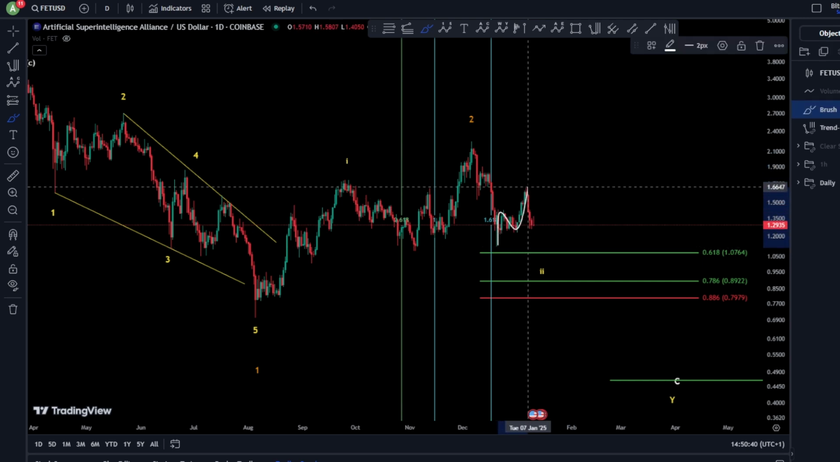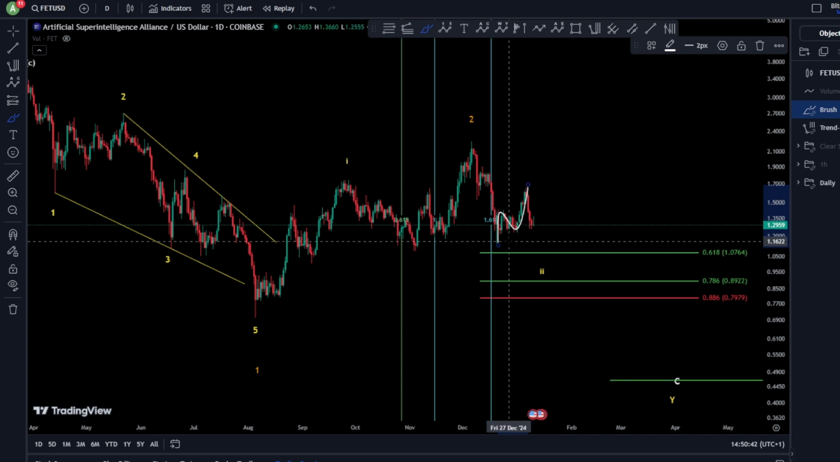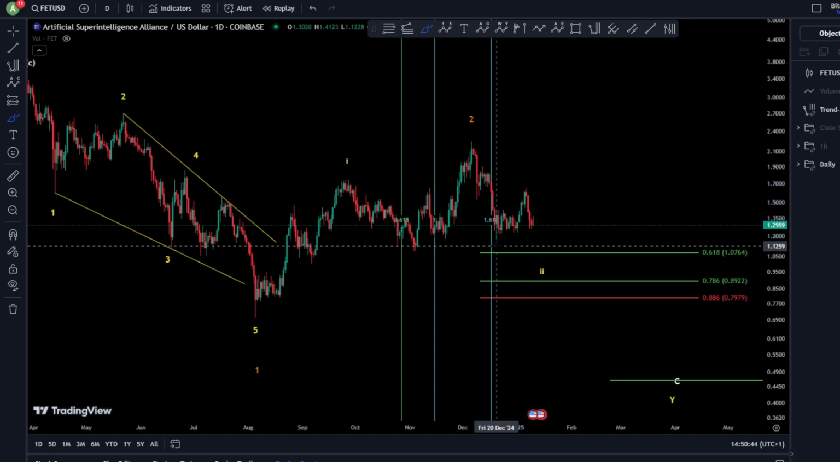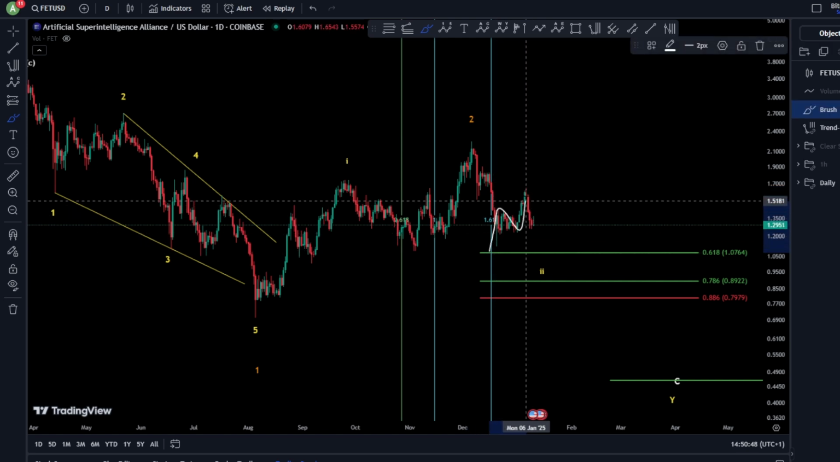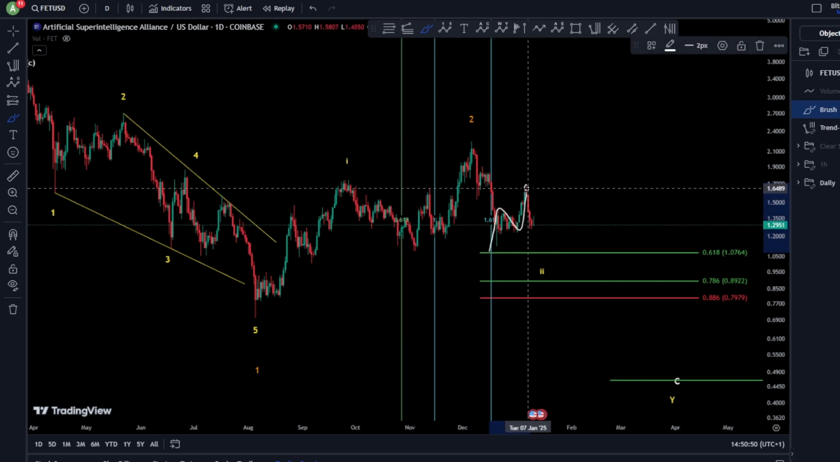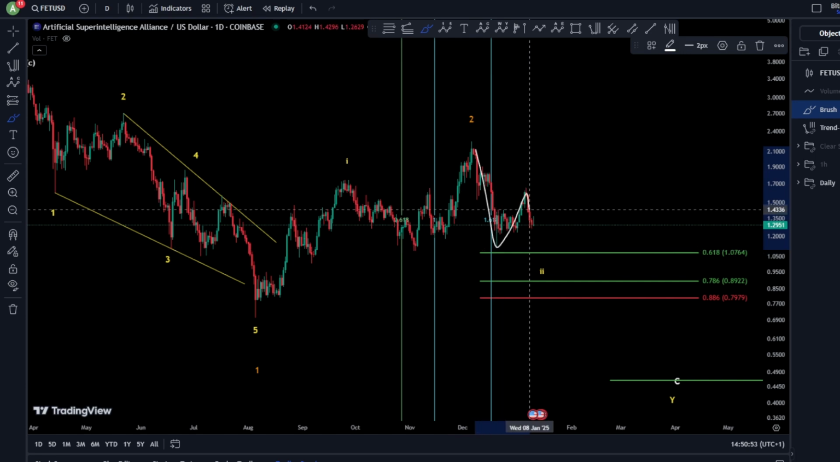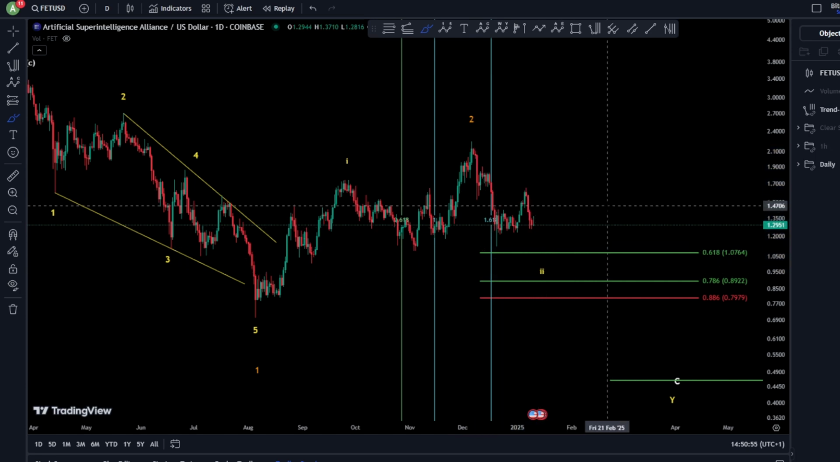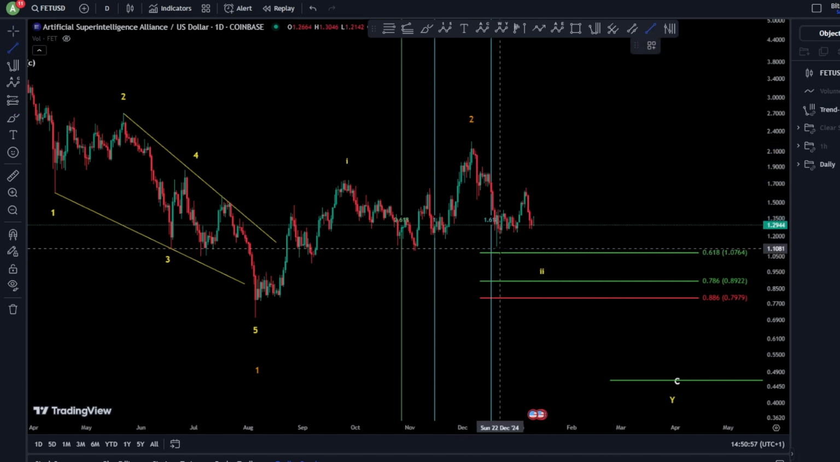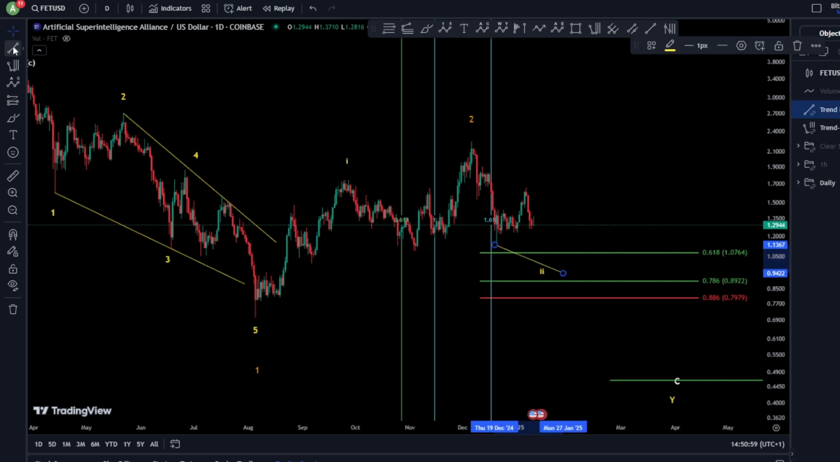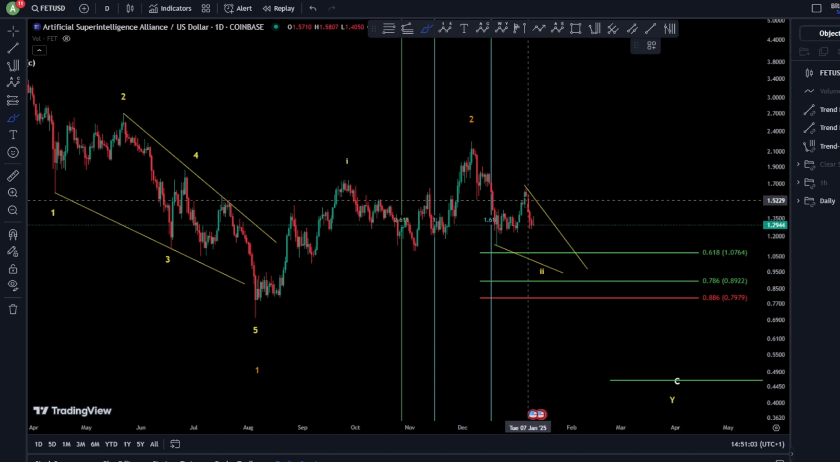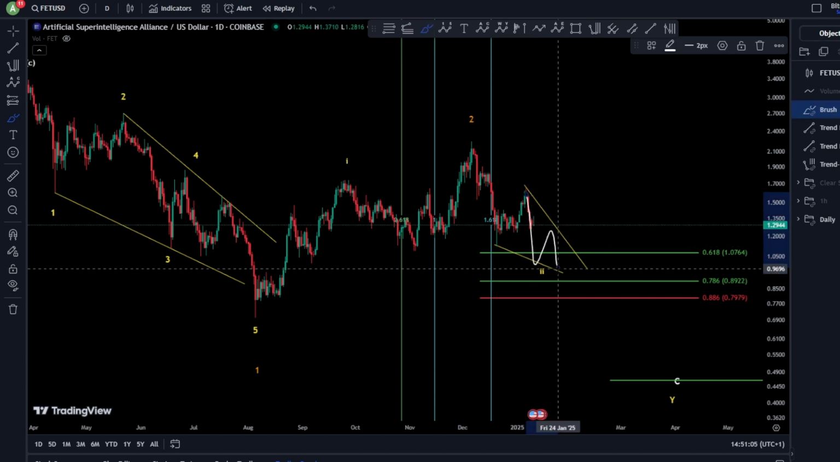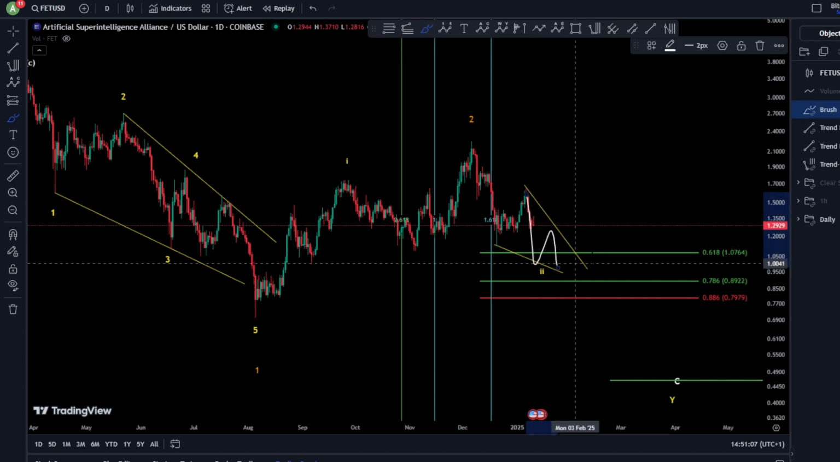However, this looks already like corrective. We cannot say that this might be an impulse because we saw a back down, and now we are possibly in A, B, and a C finished for your wave 1, 2, and then 3, 4, and a 5 in a contracting diagonal. We are very close, by the way, to finishing this contracting diagonal. It might finish very fast, guys, so it might be finished during the next Friday.